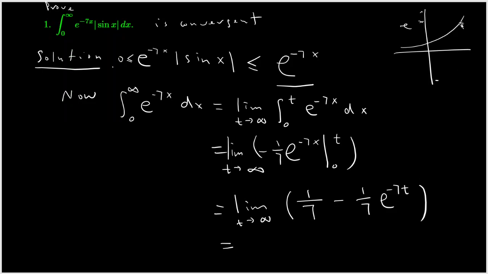You look at the graph of e to the power of x. As a number gets larger and larger negative, e to the power of a larger and larger negative number gets closer and closer to 0. By that we mean the limit of the second term is equal to 0. So which means the answer to the improper integral is 1/7.